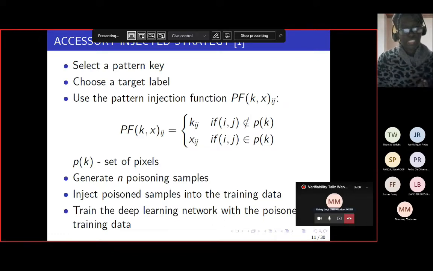Using that pattern injection function, they were able to generate poisoning samples, inject them into the training data, and then train the deep learning network with the poisoned training data.